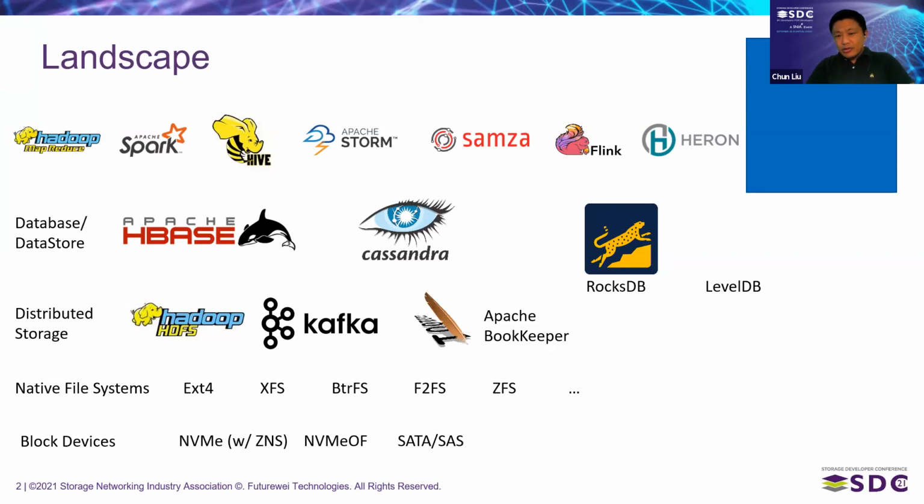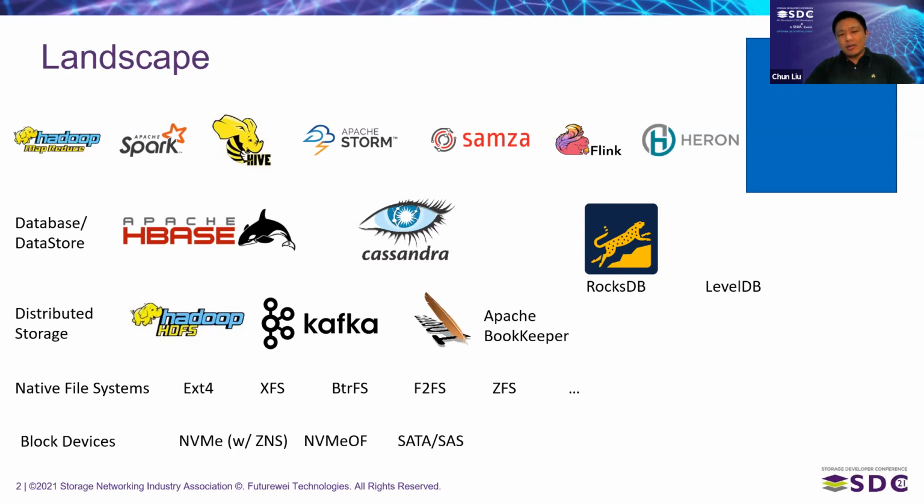Here, I present the most widely used big data frameworks. We have the popular Hadoop, Storm, Hive, and Spark, and also the promising ones like Flink and Heron. If we go down the software stack, we can see they are supporting databases or data stores like HBase, Cassandra, or single node ones like RocksDB and LevelDB. For the distributed ones, the underlying distributed storage could be Hadoop HDFS, Kafka, or even the newer Apache BookKeeper.